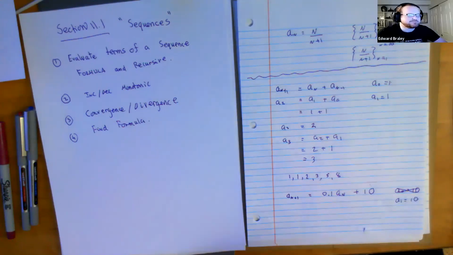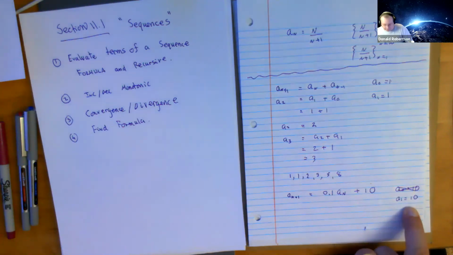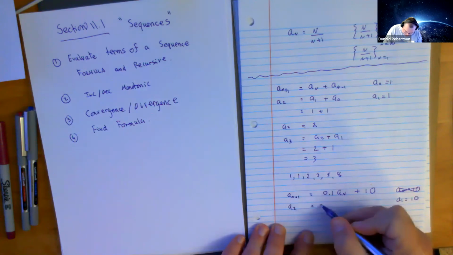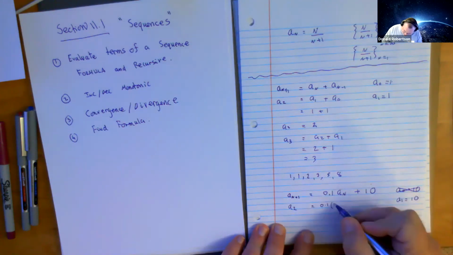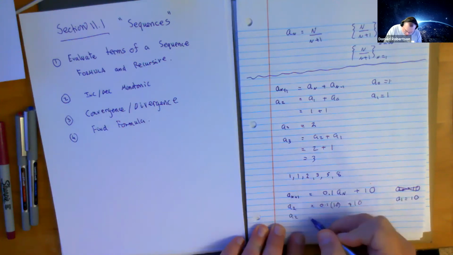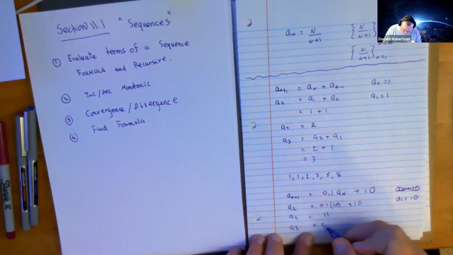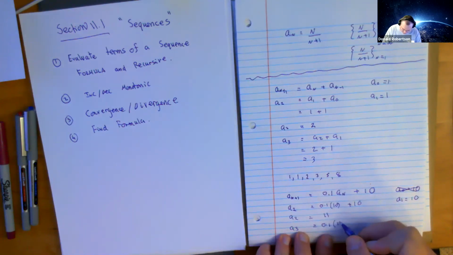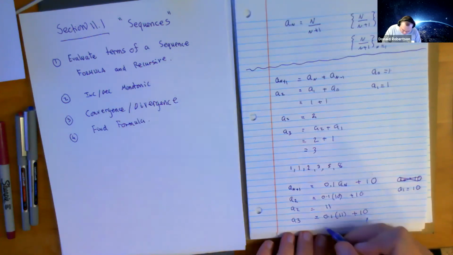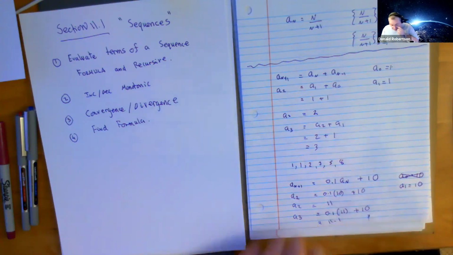Right, so we got to this term here, right? So I'm going to use the A1 notation for this. So here goes. If you wanted to find A2, you would go 0.1 times 10 plus 10. That would get you 11, right? And if you want A3, it's 0.1 A2 plus 10. And this time you'd get 11.1, and so on and so forth.